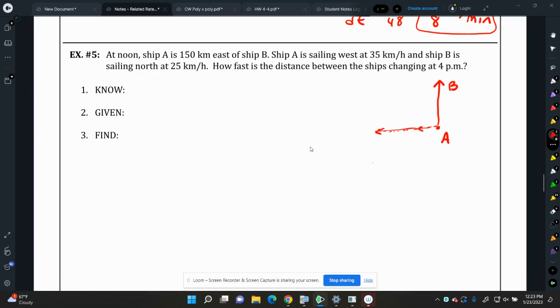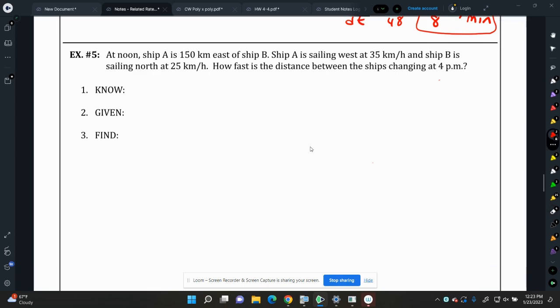Ship B is going north this way, right? Okay. At noon, ship A is 150 kilometers east of ship B. Is that going to be the best way to draw it? I'm not sure from this description. If they start at the same point, I guess they do. Well, no, they don't. At noon, A is 150 kilometers east of B. Okay, so this is not a good drawing. I didn't draw it like that in my notes.